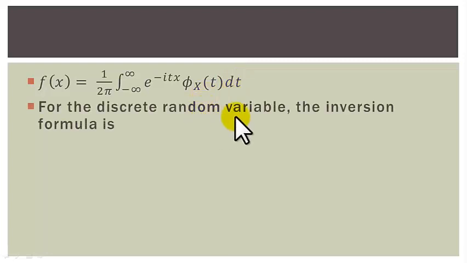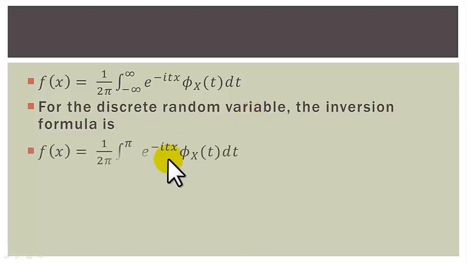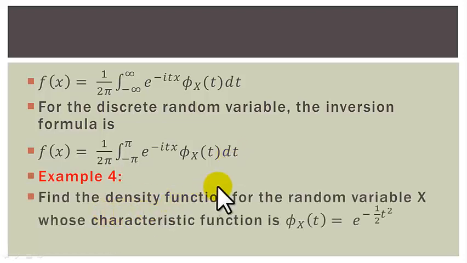And for a discrete random variable, the inversion formula is this: f of x equals 1 over 2 pi, integral from minus pi to pi, exponent minus itx times the characteristic function, and the integral is with respect to t. Example number 4. Let us find the density function for the random variable x whose characteristic function is given by phi x of t equals exponent minus half t squared.